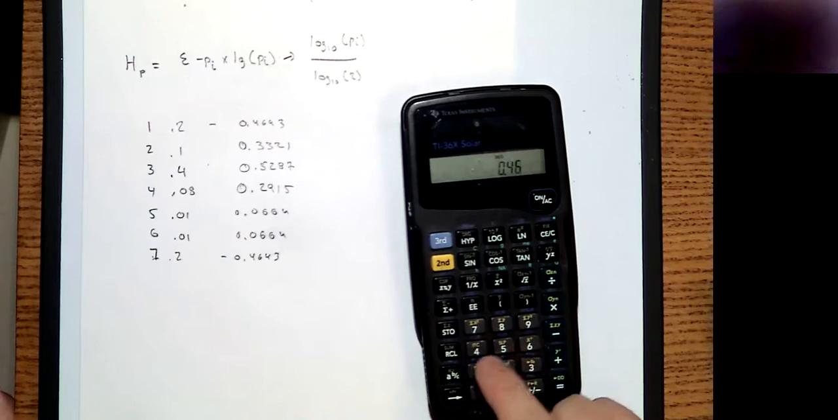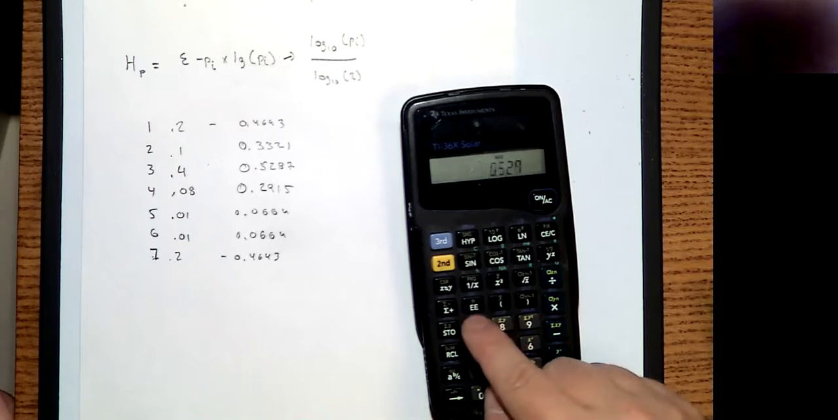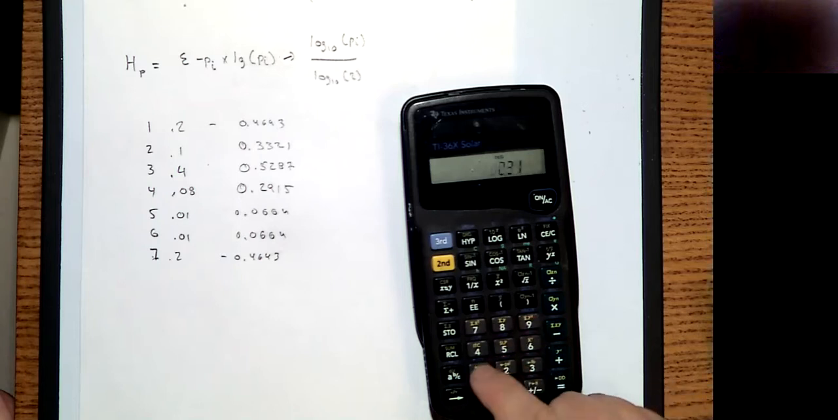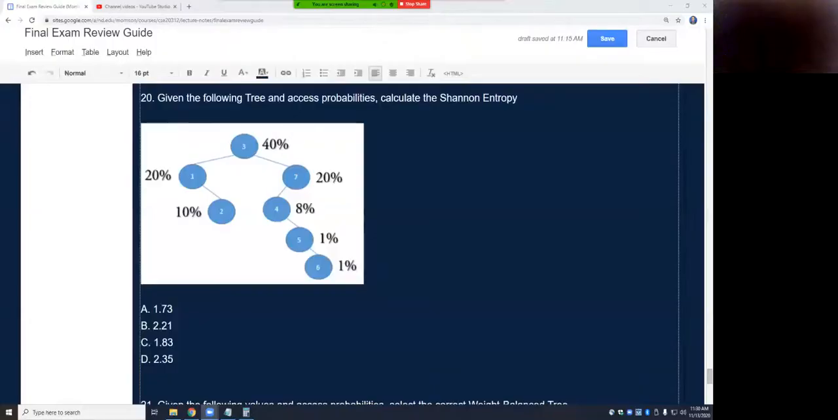So now we just sum these values up. So it's 0.4643 plus 0.3321 plus 0.5287 plus 0.2915 plus 0.0664 plus 0.0664 plus 0.4643, and that gives us 2.2137. So now let's compare that to our multiple choices, and we see that B is our correct answer.